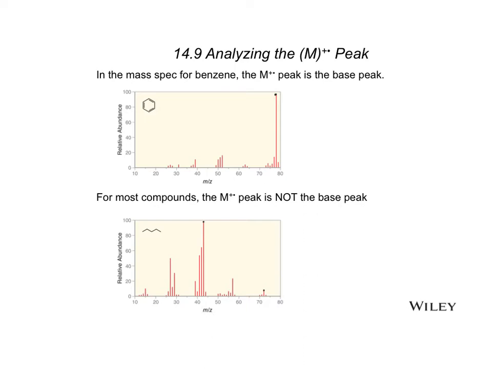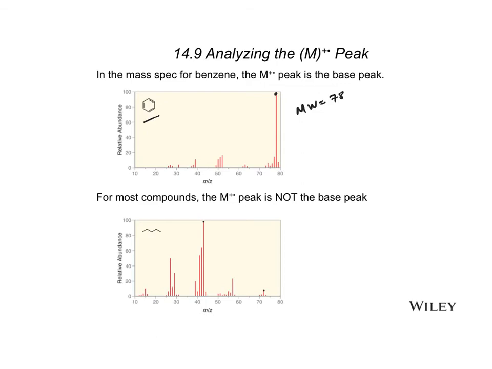So for example, if we look at benzene, benzene has a mass of 78, I think. So molecular weight of 78. When we look at the mass spectrum of benzene, we find that the tallest peak has a mass to charge ratio of 78, right? So that's great. It's the base peak. It's also the molecular ion peak, okay?